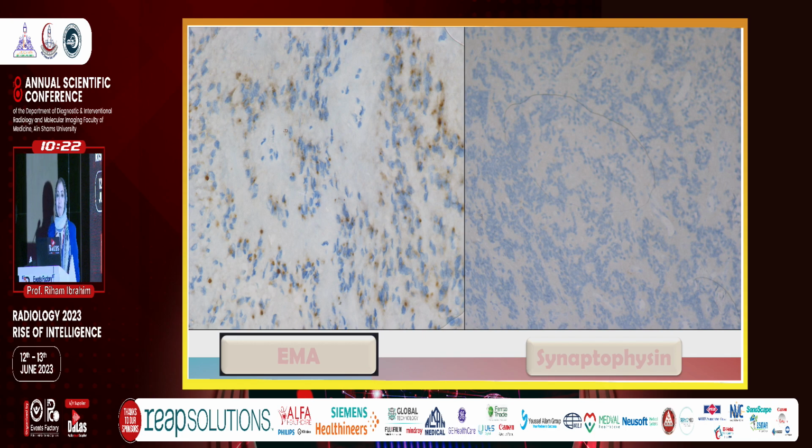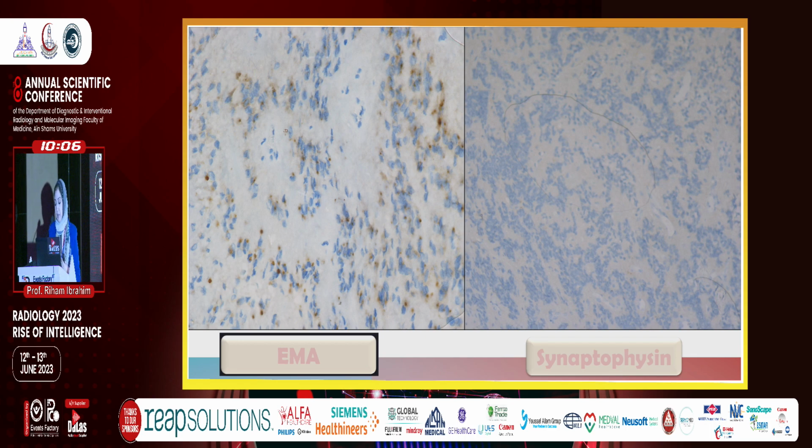And actually, many of our dear clinicians come to ask me when they read, because now they read a lot in the details. They tell me, what is the dot like? What is the rosette? So we are happy to share what we see also under the microscope. So this is the dot-like EMA staining of the tumor cells.